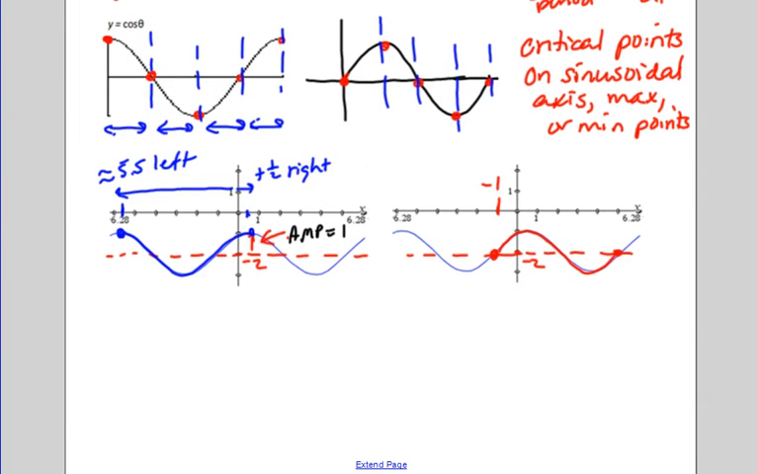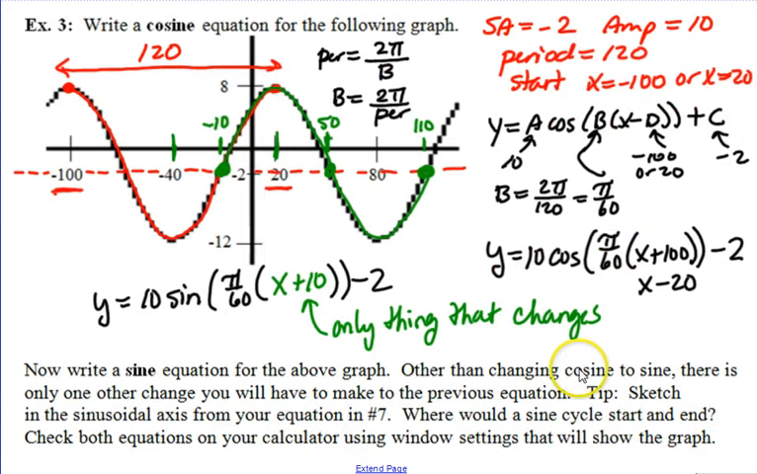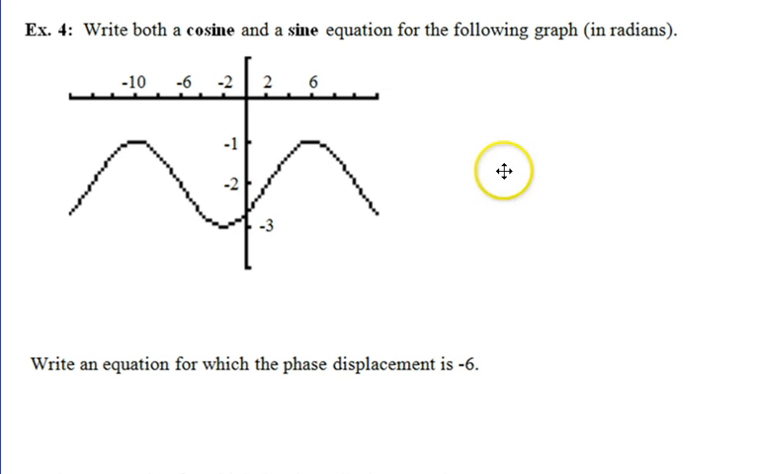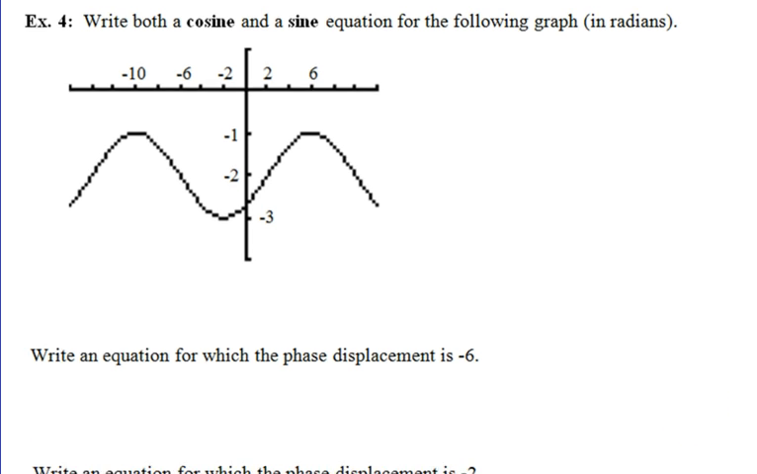Okay, so let's go back to the notes. That's not the notes I was on. All right, and let's look at the next section of the notes. So how could we write both a cosine and a sine graph for the following graph? I want you to pause the video and try this yourself, and then I'll reveal the answer. Of course, I'm having trouble pausing my video here.